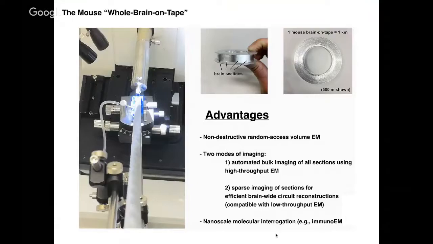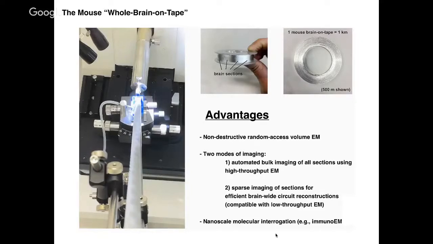The second advantage is that there are 2 modes of imaging the brain on tape. One is to just do automated bulk imaging of everything on the tape using high throughput EM. You can do that by either using multi-SEM, these multi-beam SEMs, or you can just cut the tape up in a bunch of strips and send each one off to a bunch of single beam or multi-SEMs if you want to increase the throughput. But the other mode is just to do sparse imaging of the sections for just efficient reconstructions of just certain subcircuits that you're interested in, which is compatible with the lower throughput single beam EM. You don't have to image the entire tape to get at brain-wide circuits.